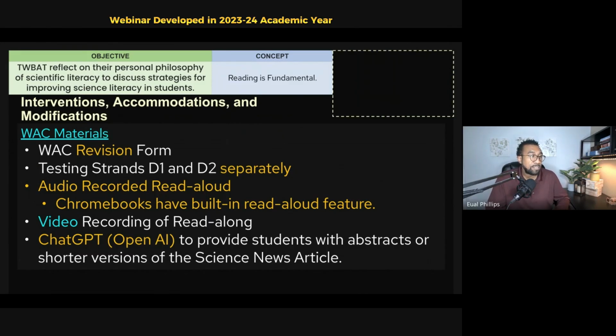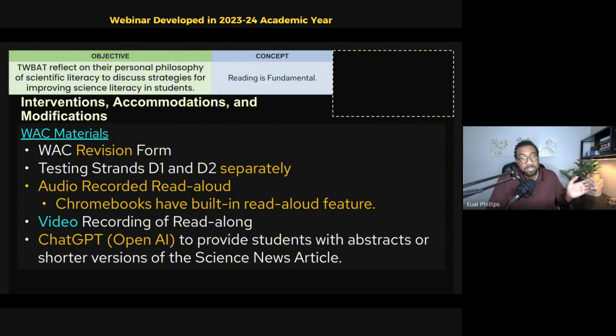Testing or assessing strands D1 and D2 separately really helps students focus on a particular skill and develop and improve it. Other accommodations included audio recorded read alouds, and Chromebooks actually have a built-in read aloud feature, which I discovered this year. If you have the money, use AI tools to have the transcripts read. I've even gone as far as giving students video recordings of a read along. And finally, I've used AI to give students shorter summaries of the article before they read the long version.